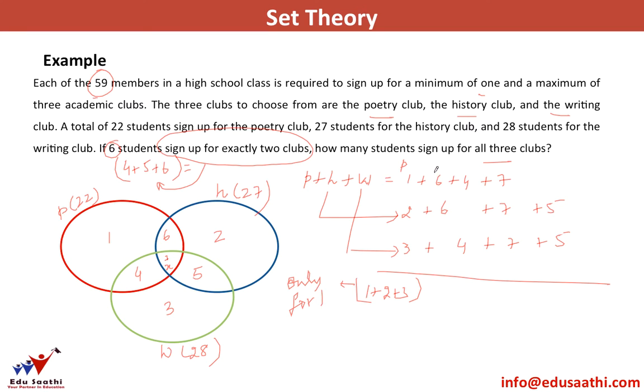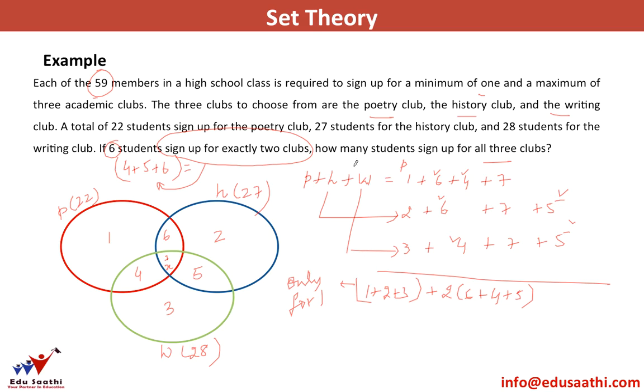Now I have 2 times 6 here. Now what does 6 represent? People who signed up for poetry as well as for history. So if I add here, I get 2 times 6 plus, similarly, 2 times 4. See, I have a 4 here and a 4 here, and 2 times 5. So 5 here and a 5 here.